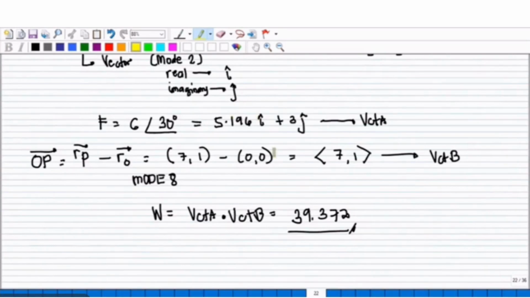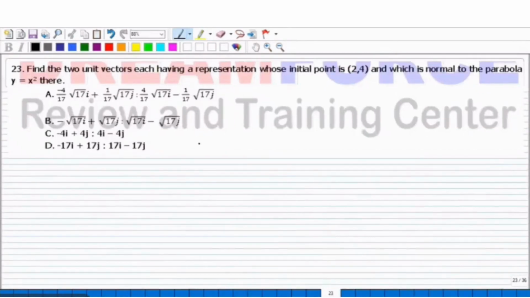Okay, number 23. So find the two vectors or two unit vectors whose representation and with initial points, okay, nanggaling po sa 2, 4, and they are normal to the parabola. When we say normal, okay, this is perpendicular. Perpendicular to the parabola x squared is equal to y, or y is equal to x squared there.